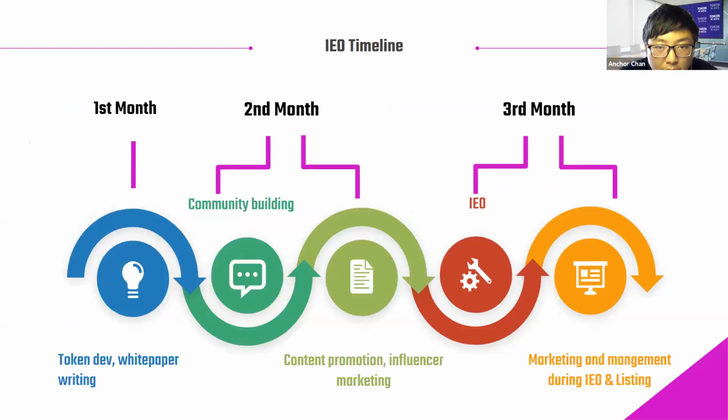So here is about the IEO timeline. Normally it includes 3 steps, which we suggested to do step-by-step over at least 3 months. First month, we need to develop the token for sure.